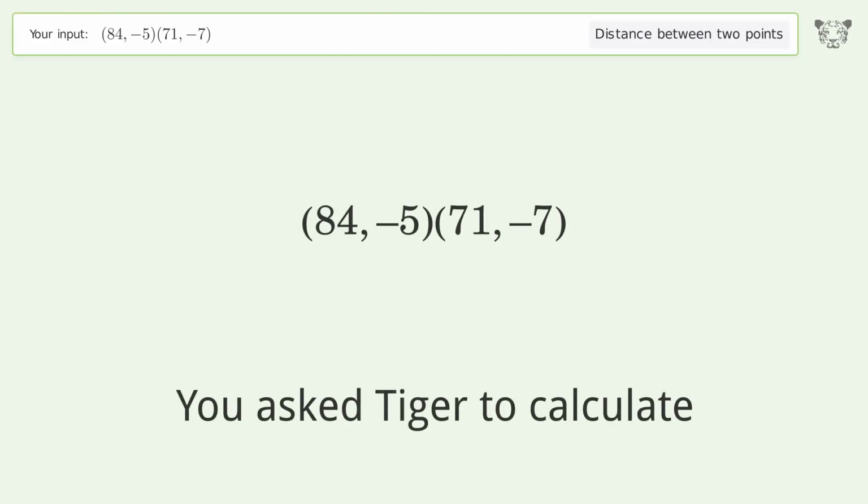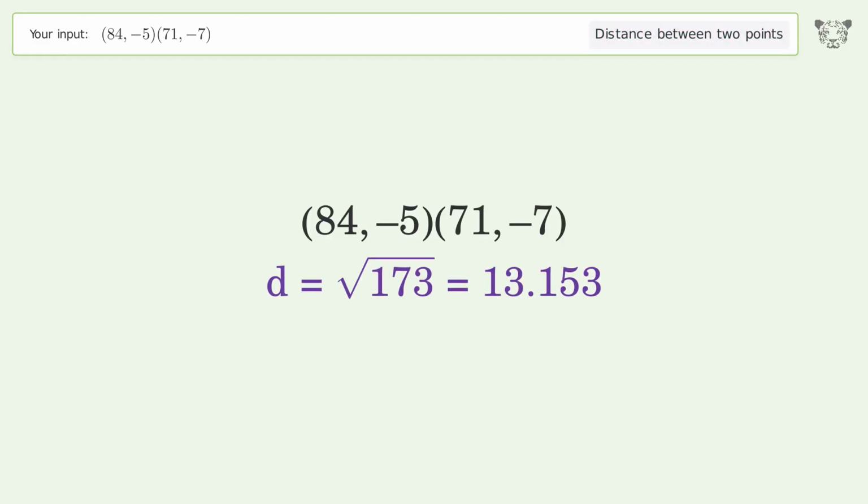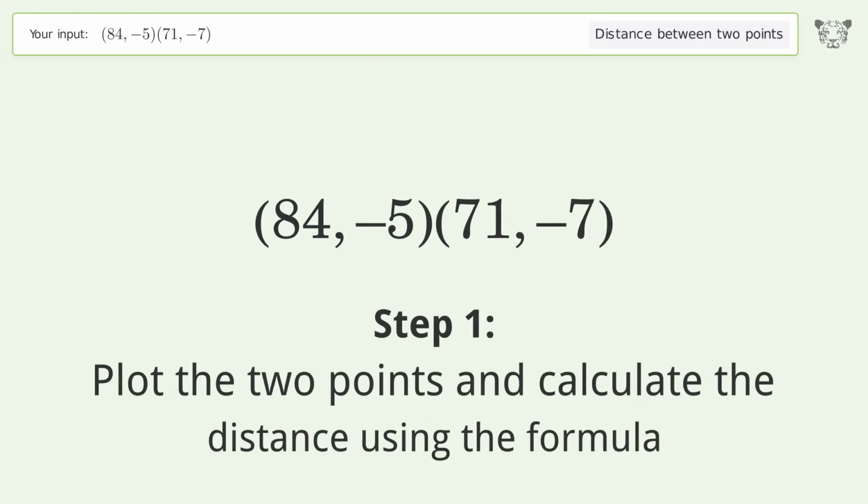You ask Tiger to calculate. This deals with the distance between 2 points. The distance between the 2 points is the square root of 173, or 13.153. Let's solve it step by step. Plot the 2 points and calculate the distance using the formula.